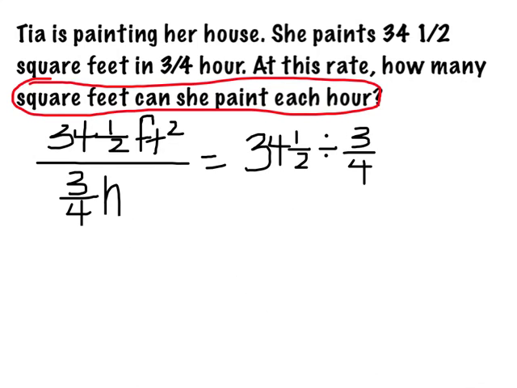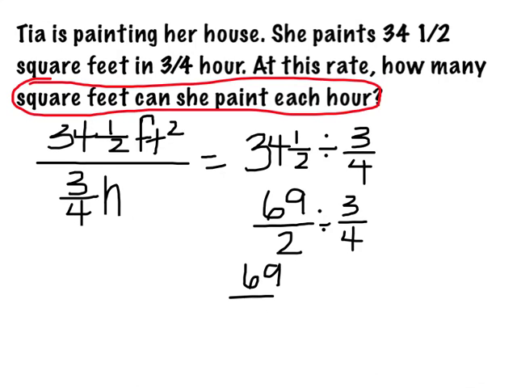The next step is to rewrite our mixed numbers as improper fractions. So 2 times 34 is 68, plus 1 is 69. Keep our denominator. 69 halves divided by 3/4. Then we're going to change it to multiplying by the reciprocal. So 69 halves multiplied by the reciprocal of 3/4, which is 4/3.